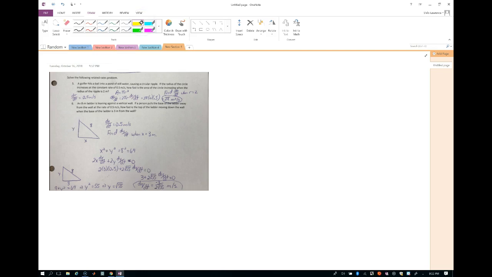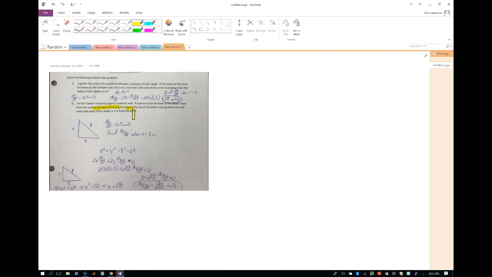So on number 6, it says an 8 meter ladder is leaning against a vertical wall. If a person pulls the base of the ladder away from the wall at a rate, so that is really important, a rate of a half a meter per second, how fast is the top of the ladder moving down the wall when the base of the ladder is 3 meters from the wall?